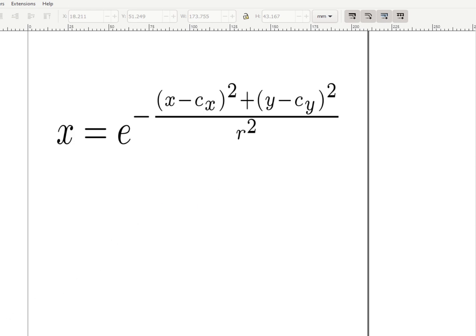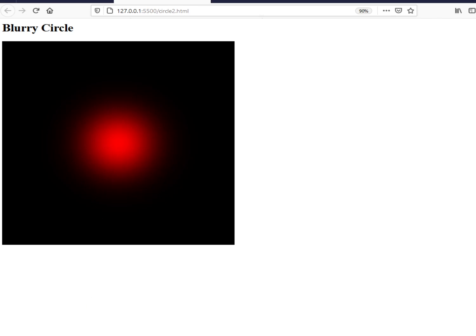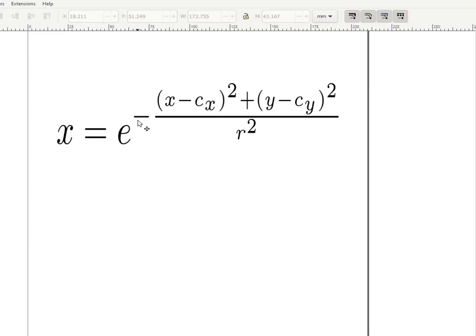And actually, in this example, the center of the circle was at 0, 0, so this equation simplifies a little bit. It would just be e to the negative x squared plus y squared over r squared.